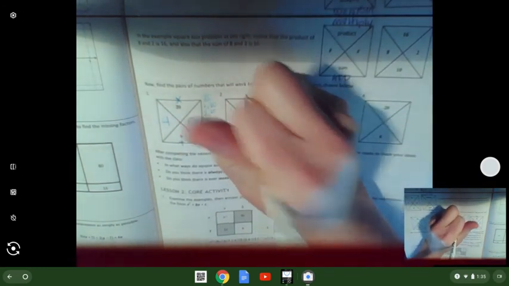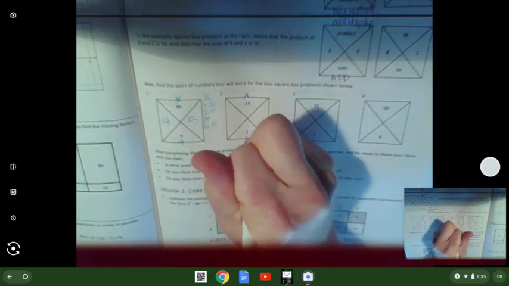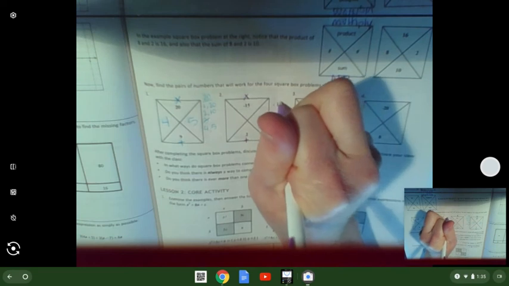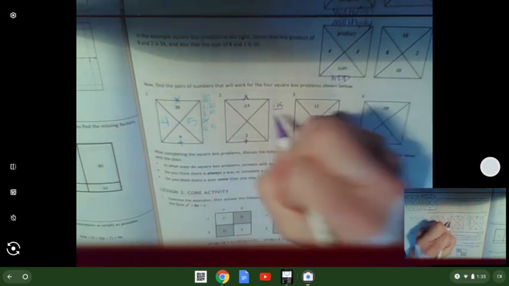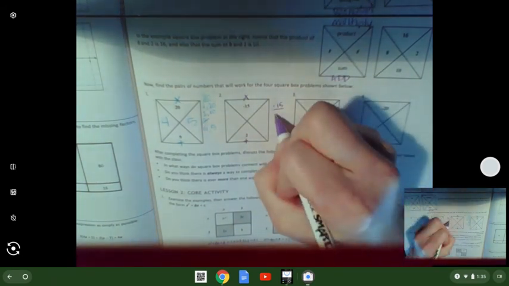Okay, notice we have a negative in this case. I want to multiply to negative 15 and I want to add to 2. Now, I have a negative in there. Keep that in mind. Multiplying to a negative means I have 1 positive, 1 negative. So I'm going to run through the same things as we did before.